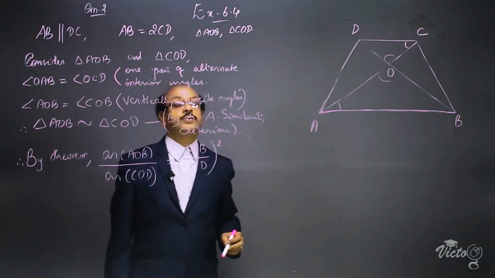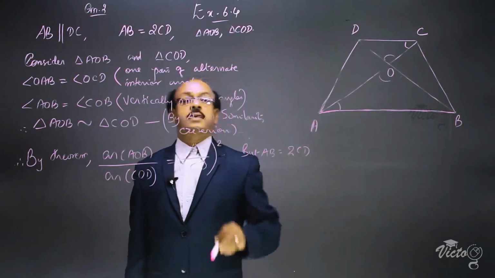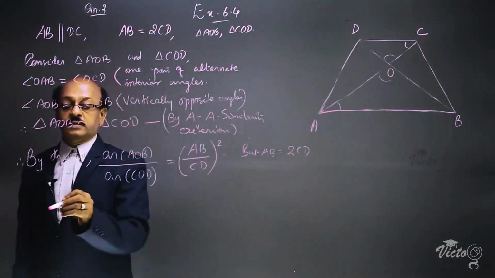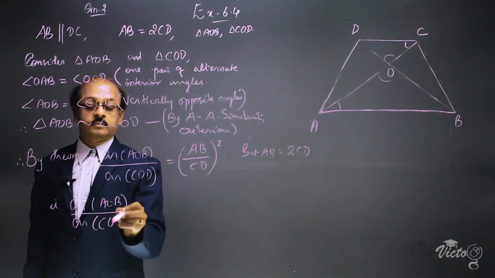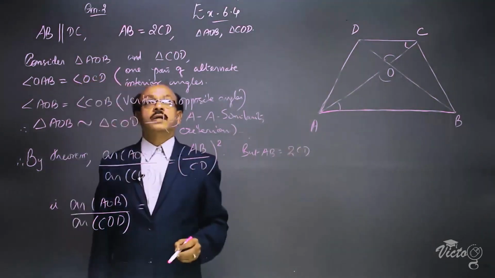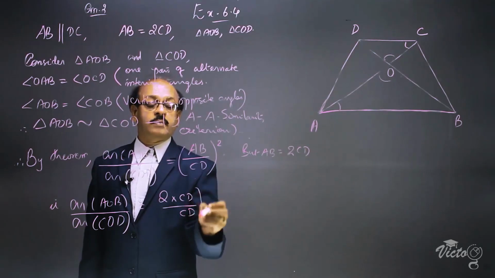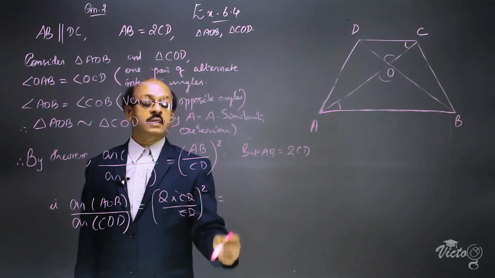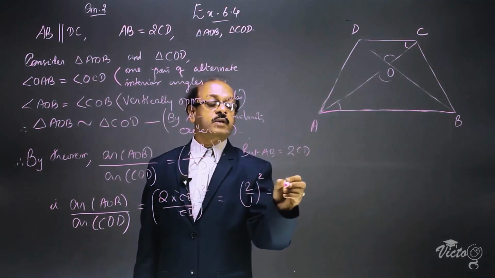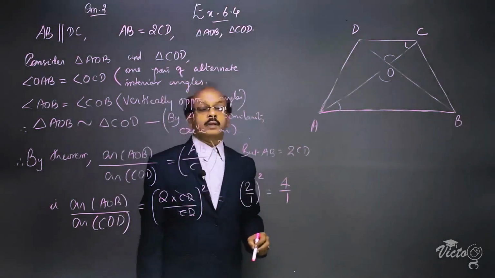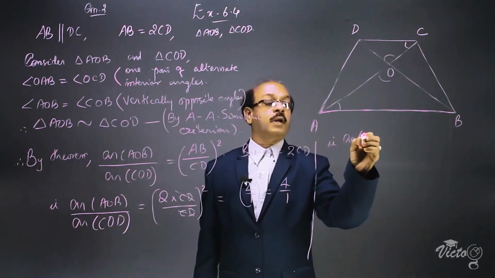But AB is equal to 2CD. It is given in the question that AB is equal to twice of CD. That is, area of triangle AOB by area of triangle COD will be equal to, instead of AB we can write 2CD divided by CD, the whole square. The CD and CD get cancelled, which is 2 by 1, the whole square, which is equal to 4 by 1.